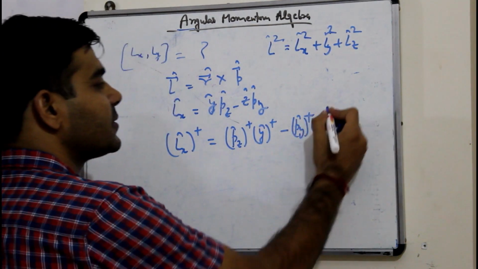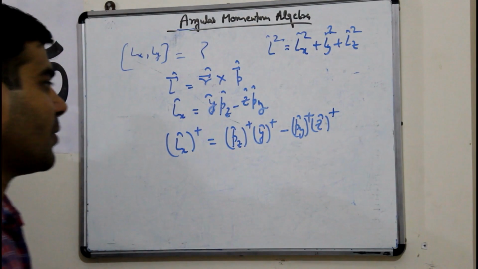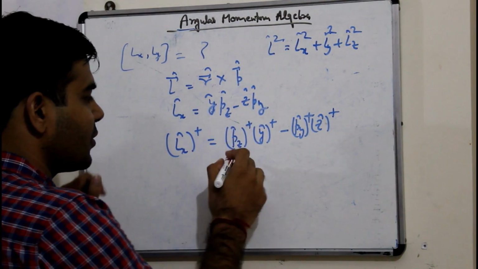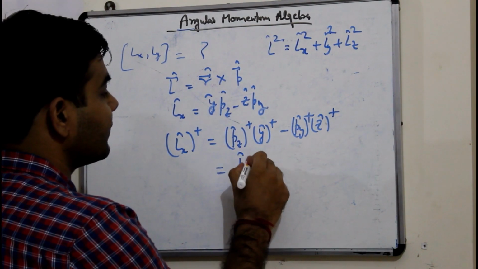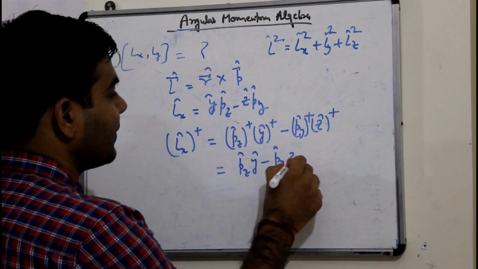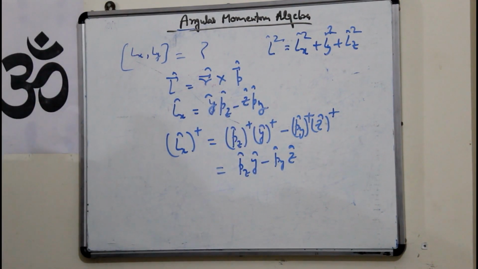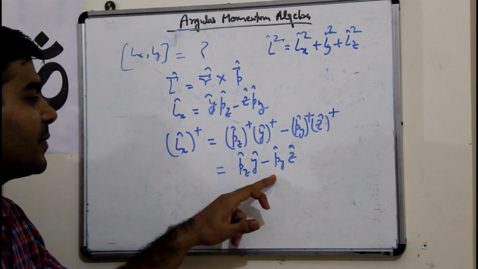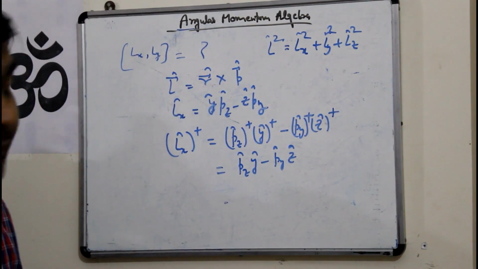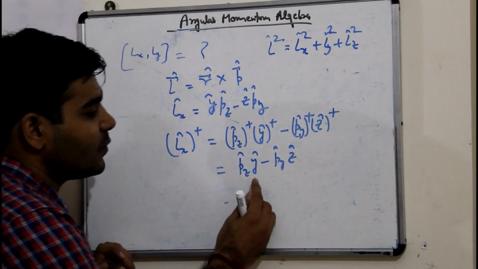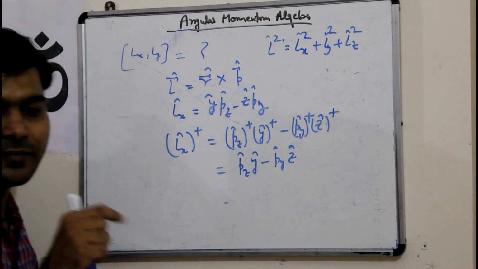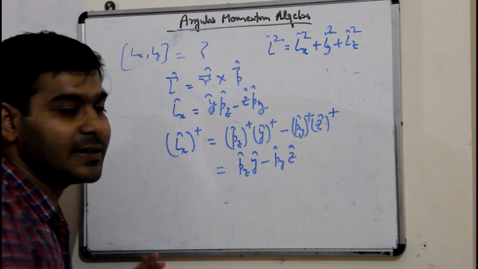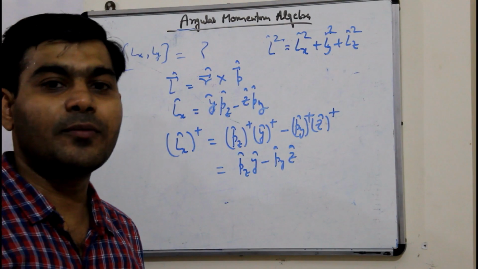Similarly, y and z are also Hermitian operators. Since they are Hermitian operators, I can forget about these daggers. This will be equal to this. What we get is Lx hat dagger is equal to pz hat y hat minus py hat z hat. Now, if we look carefully, this y hat is the position operator along the y axis, and this pz hat is the z component of linear momentum.